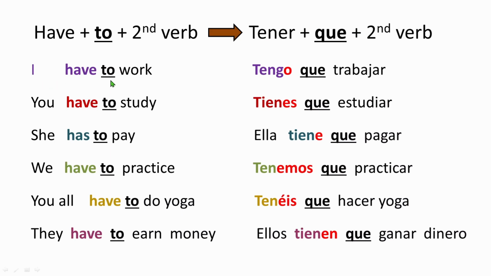So when you say I have to work, you say tengo que trabajar. Tengo, I have, que is to, trabajar, work, and trabajar is the original verb, I mean the verb that is not conjugated, okay?